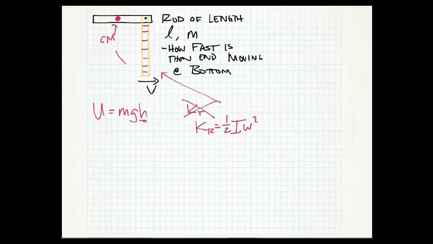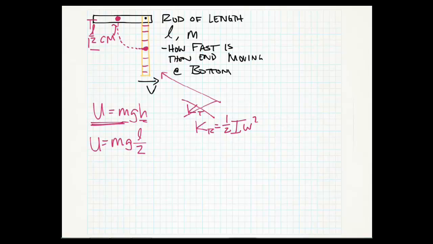So if we look up here at the rod and what it's doing, the center of mass of this thing drops from the top down to here. In fact, our change in height is L over 2. So we've got U equals mg times L over 2. That's the height that the center of mass dropped. Our potential energy, if we remember, is always going to be for the center of mass of our object.